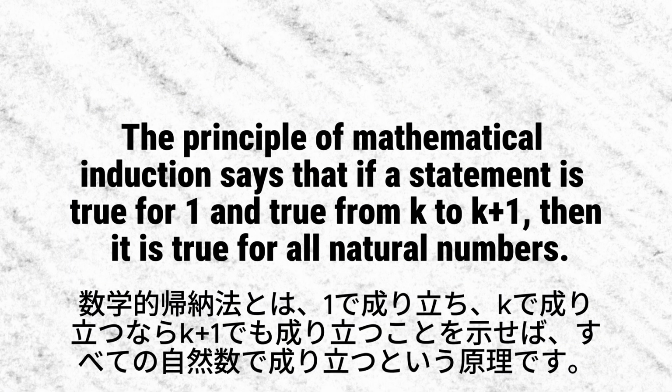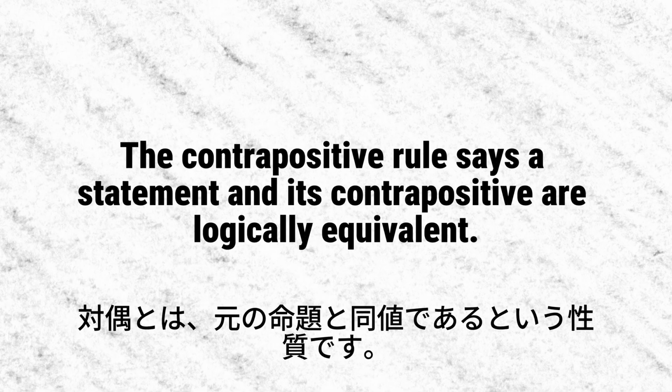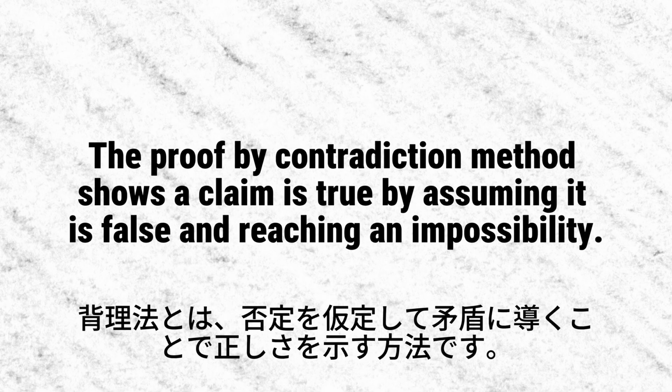The principle of mathematical induction says that if a statement is true for 1 and true from k to k plus 1, then it is true for all natural numbers. The contrapositive rule says a statement and its contrapositive are logically equivalent. The proof by contradiction method shows a claim is true by assuming it is false and reaching an impossibility.